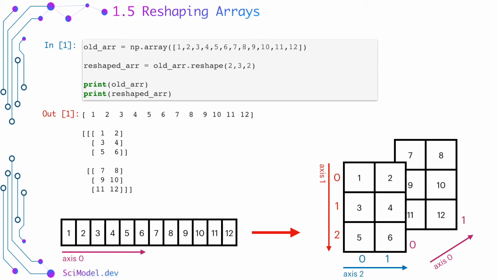As we mentioned earlier, elements are reshaped in row major order, left to right, top to bottom, starting from index 0 at the 0 axis up to the last index in the 0 axis, in the case of a three-dimensional array. Now let's look at another example.